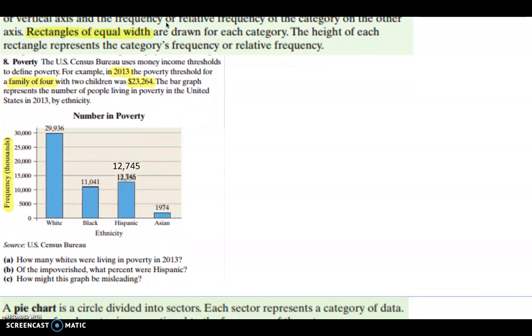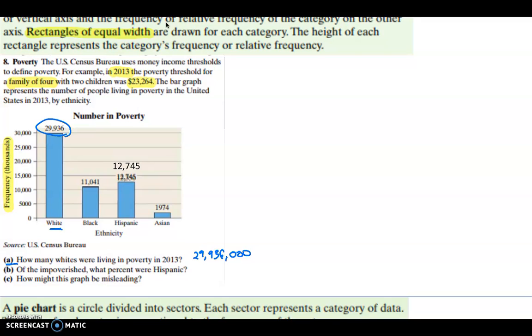So for example, the first question down here, part A, says how many whites were living in poverty in 2013. So we look for whites, and that number is 29,936. But again, that's 29,936,000. So that number actually represents 29,936,000 because they are in thousands.